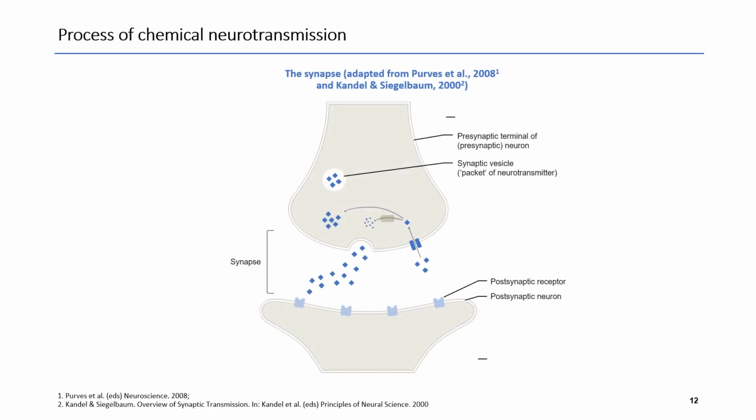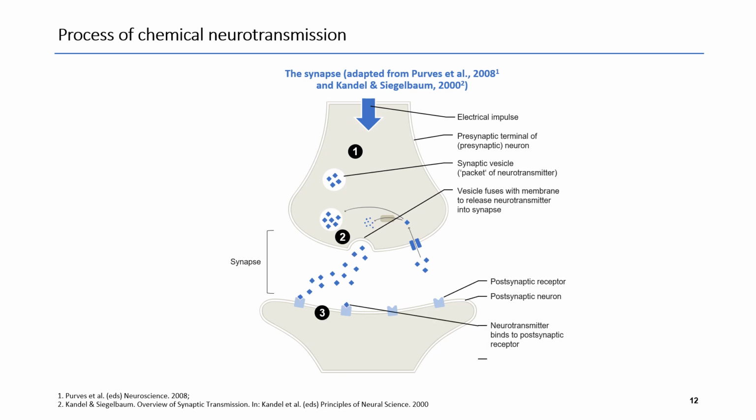The process of chemical neurotransmission is shown on the screen. Briefly, an action potential arrives at the terminal end of the presynaptic neuron, which means that the membrane potential at the terminal is altered. This altered potential causes voltage-gated ion channels to open, leading to a rapid influx of calcium. The increased calcium within the neuron terminal causes vesicles to fuse with the membrane and release neurotransmitters into the synaptic cleft. The neurotransmitters will then bind to specific receptors on the postsynaptic neuron.